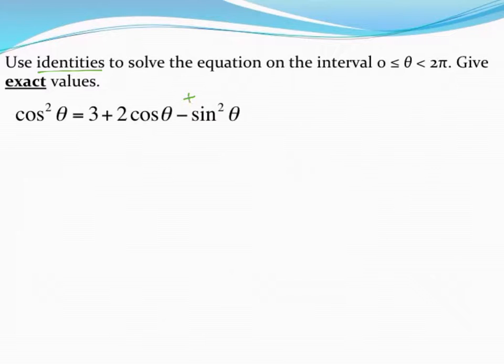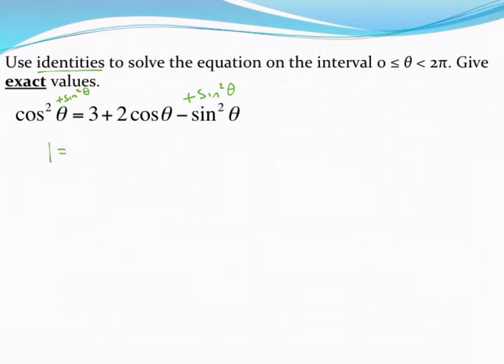Let's go ahead and actually add sine squared to both sides. This doesn't always work, but it does work really nicely in this problem. When you add sine squared to the other side, you end up with sine squared plus cosine squared, which hopefully you recall is one of your very basic identities. Sine squared plus cosine squared is equal to just a 1 on that side.